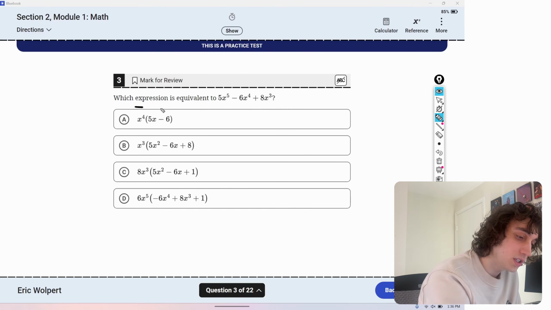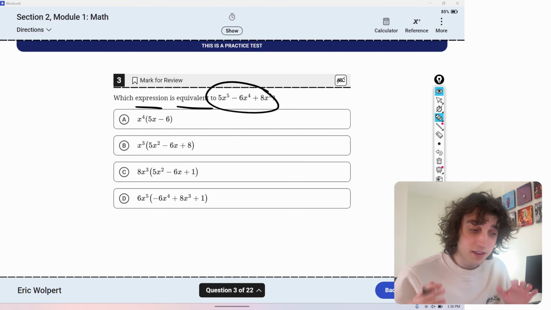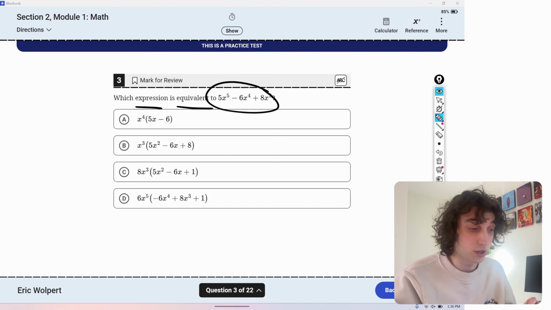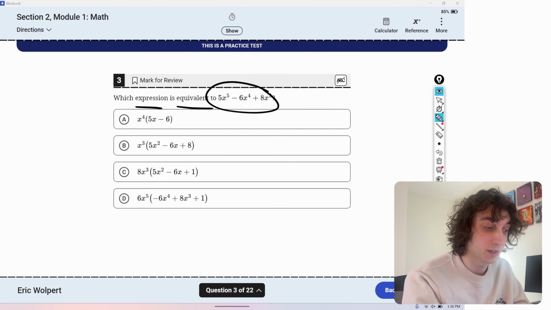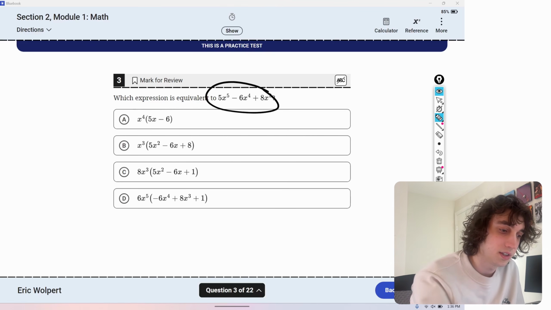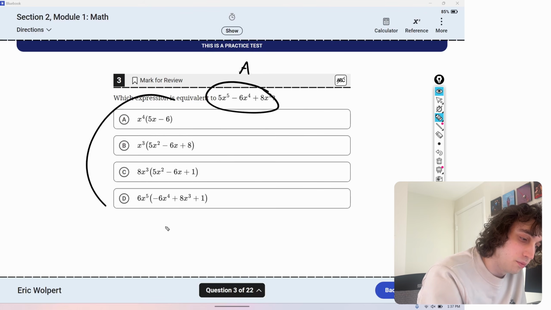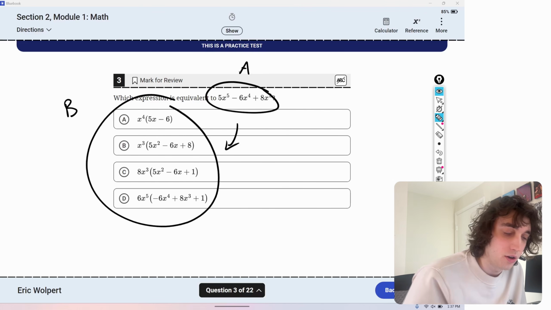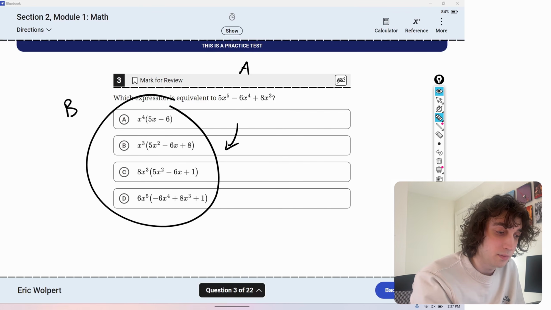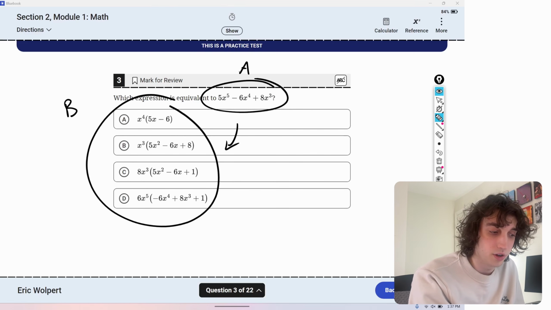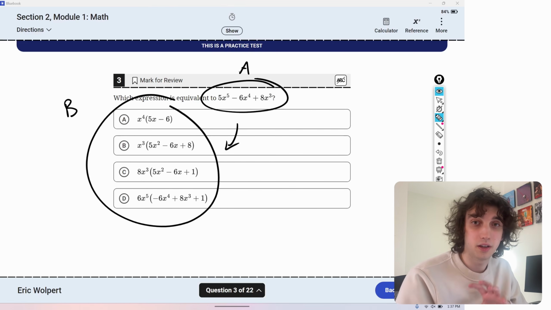Number 3, which expression is equivalent to this? This type of problem is called an equivalent expressions problem. You know it's an equivalent expressions problem because they will tell you which expression is equivalent to this. These problems are testing your algebra skills. It's testing, can you go from point A to point B algebraically. Point B is not necessarily going to be simplest form. It's just some arbitrary starting point and some arbitrary endpoint, and you have to convert one into the other algebraically.